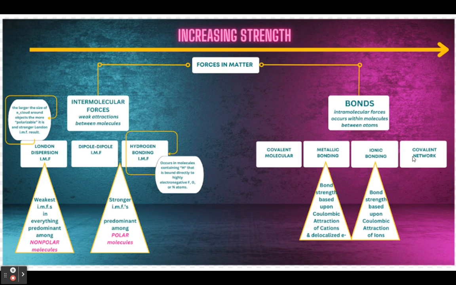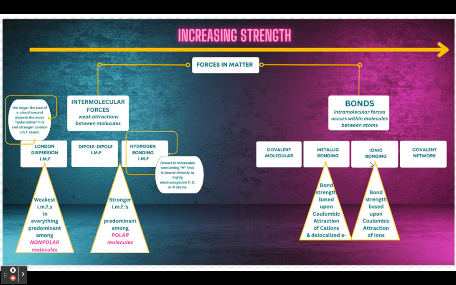There are actually four types of bonds present in the universe. We specifically looked at covalent molecular, metallic, and ionic bonding. Generally speaking, covalent compounds have weaker bonds than metallic bonds, which are in turn weaker than ionic. If you wanted to identify covalent compounds from metallic compounds and ionic compounds, you can look at a formula.